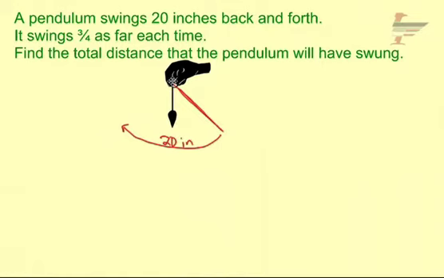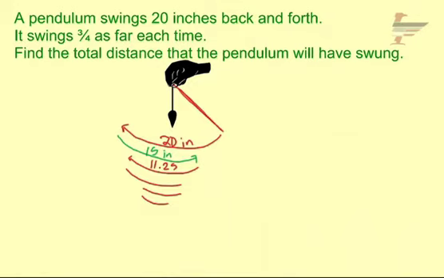Now it says that it swings 3/4 as far each time, so it's going to go 3/4 the distance it did the time before. So if it went 20, it's going to go 3/4 of that, which is 15 inches. And then to get the next swing, it's going to go 3/4 of 15, which is 11.25. And then 3/4 of that, and then 3/4 of that. And this is going to continue.